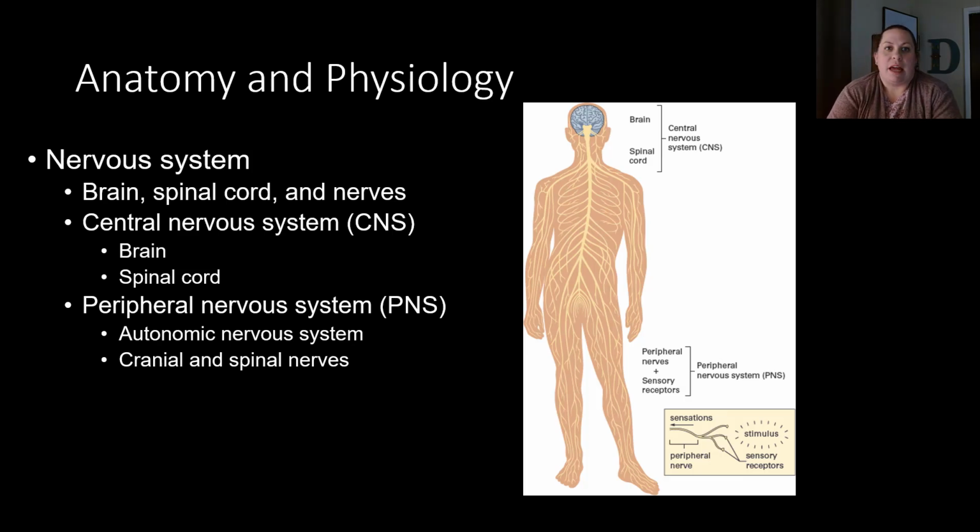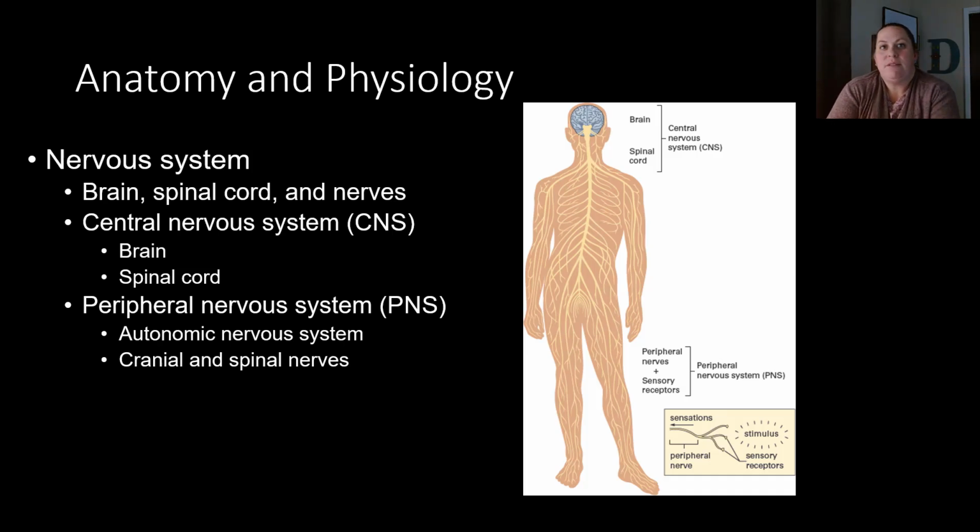So when we look at the anatomy and physiology of the nervous system, you need to remember that there are a couple components or structures, one being the brain. We also have the spinal cord and your nerves. Now, the brain and spinal cord both make up the central nervous system, the center part, and the nerves are going to be making up the peripheral nervous system kind of off to the side.